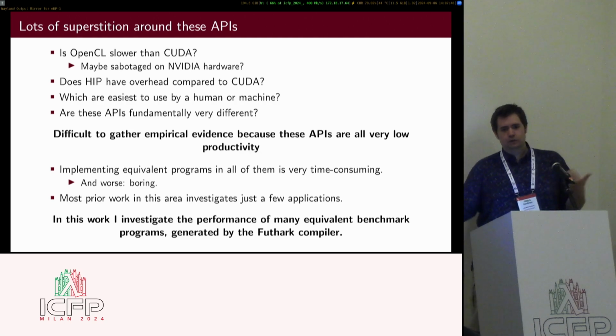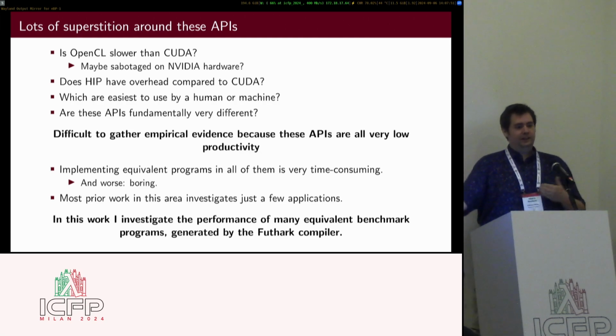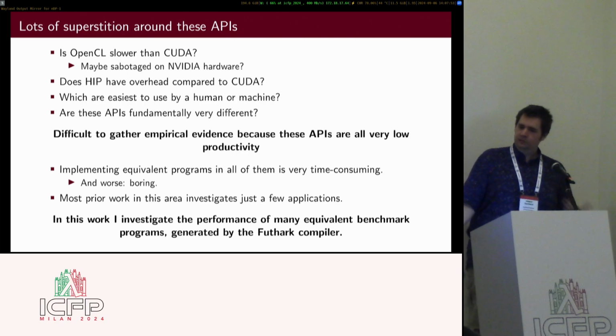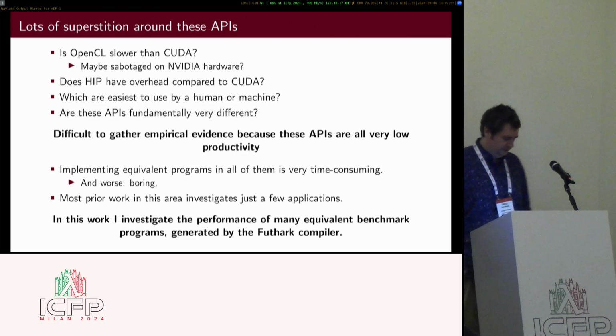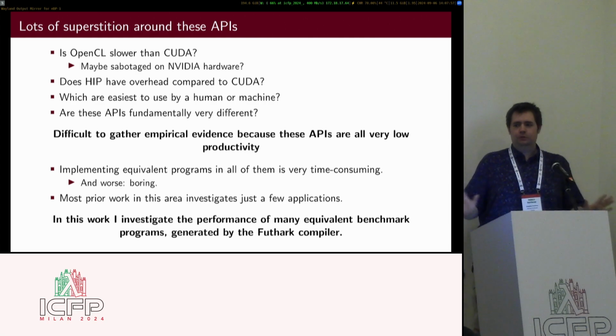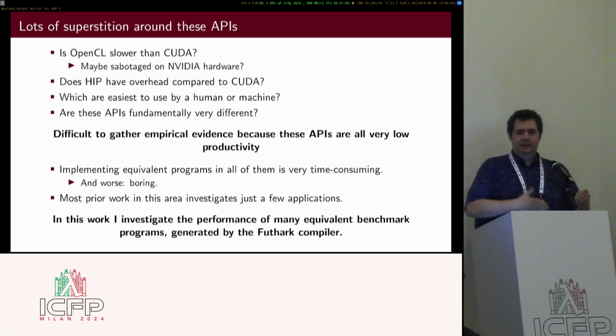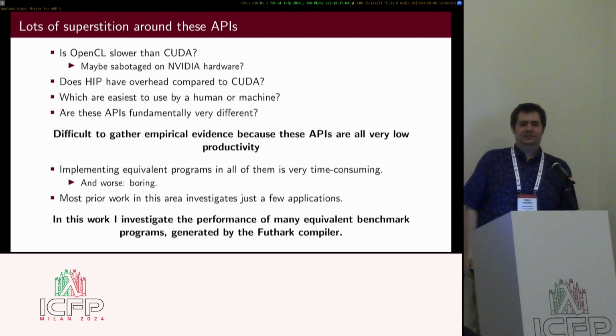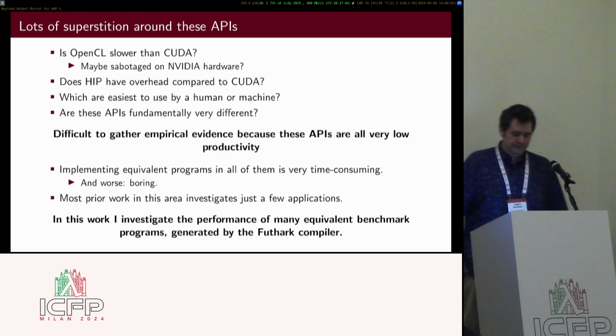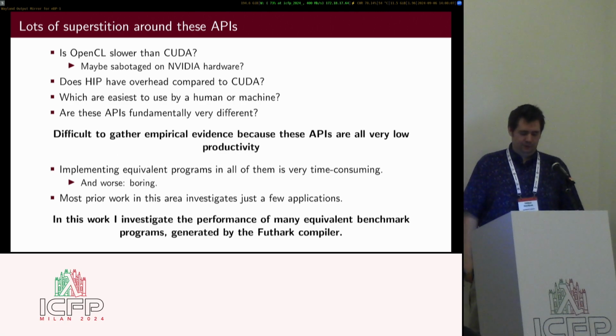If you start out writing a CUDA program, learn a lot of experiences, then write a corresponding OpenCL program, those programs are not going to be equivalent. They're going to be very different, probably, unless you just learn absolutely nothing in the first time around. And no one is going to then re-implement an old program just to see if there's any difference. That's not really realistic. It's very boring and it's very time-consuming.